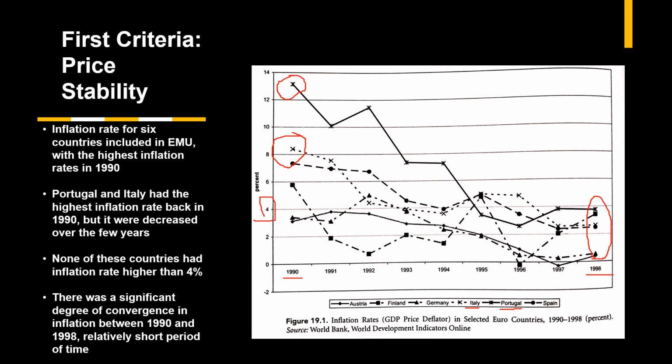So we can say that there was a significant degree of convergence in inflation rate between 1990 and 1998, which is a relatively short period of time. And they are accepted as members because they fulfill the first criterion, price stability.